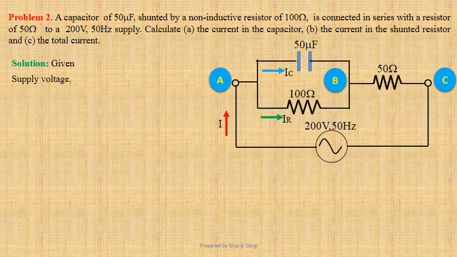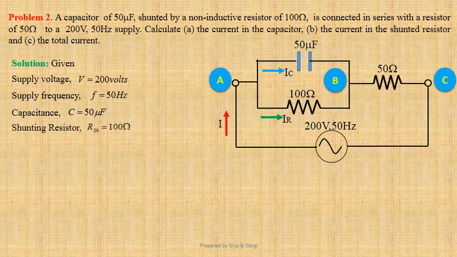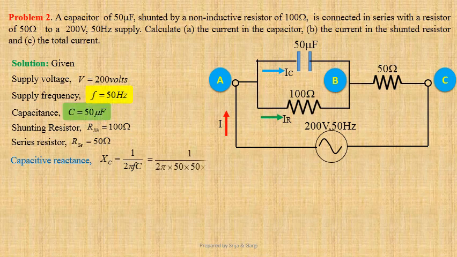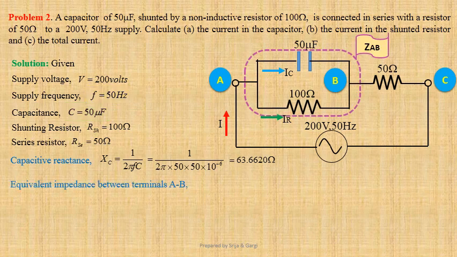Supply voltage V equals 200 volts. Supply frequency F equals 50 Hz. Capacitance of the capacitor C equals 50 microfarad. Resistance of the shunting resistor RSH equals 100 ohm. Resistance of the series resistor RSC equals 50 ohm. Let us first determine capacitive reactance. Xc equals 1 upon 2 pi Fc. Using values we get 1 upon 2 pi into 50 into 50 into 10 to the power minus 6. That gives us 63.662 ohm.